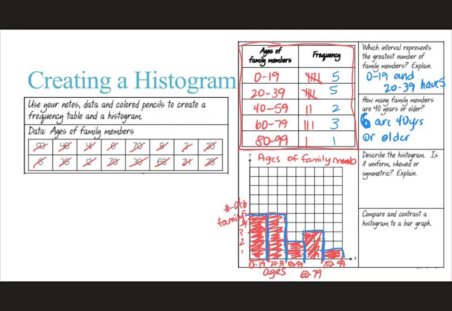All right, and then describe the histogram. I would say it kind of looks like it's going downhill like that. So we're going to call that skewed. And then compare and contrast the histogram to a bar graph. We're not really going to do that, but really there's space between the bars in a bar graph, and there's not in a histogram. And that's pretty much it.